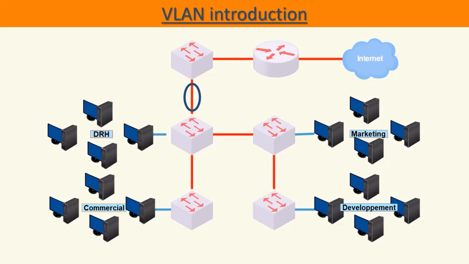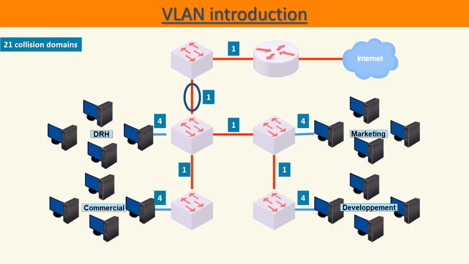How many collision domains do you think are represented on this network topology? As each port of a switch is a collision domain, we have a lot of them. 4 on the DRH side, 4 to marketing, 4 in development, 4 sides of salespeople, 1 between the DRH and commercial switch, 1 between marketing and development, 1 between DRH and marketing, 1 between the DRH switch and the top switch, and one last one between the top switch and the router. This makes us a total of 21 collision domains.